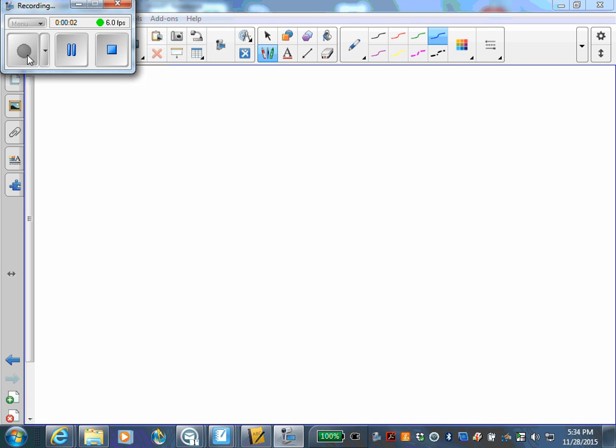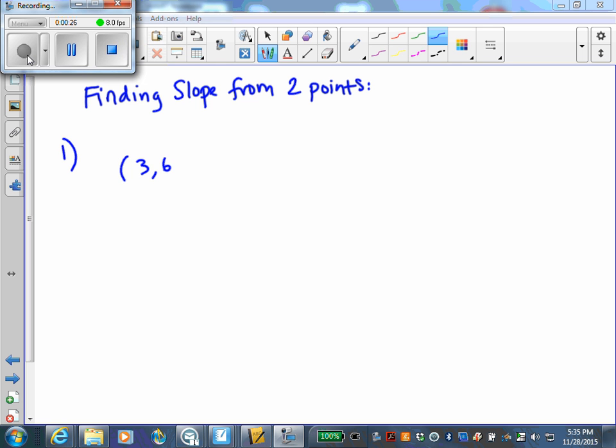All right, the last type of thing we're going to find slope from is from 2 points. So let's write finding slope from 2 points. Okay, so example 1, let's have our 2 points. The first one will be the point (3, 6), and then the second one will be (8, 16).